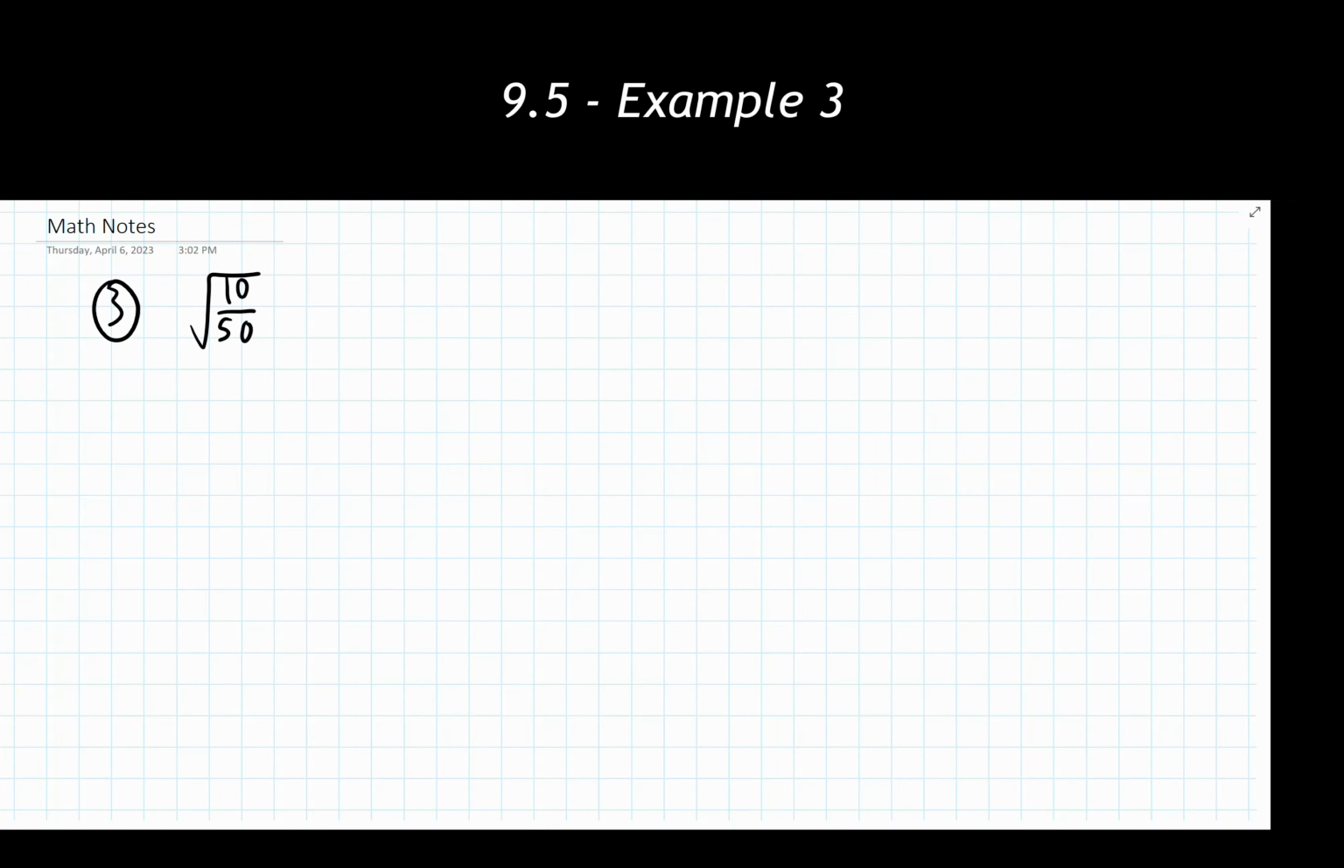Looking at example 3, we have the square root of the fraction 10 over 50. Now, neither of these are perfect squares, and so we have to do some rewrites along the way and get through this thing piece by piece. In its current form, I can reduce the fraction 10 over 50 down, so at the very least I have some smaller numbers to work with. So let's go ahead and do that. So this is going to become the square root of 1 over 5. Both of these can be reduced down by a factor of 10.